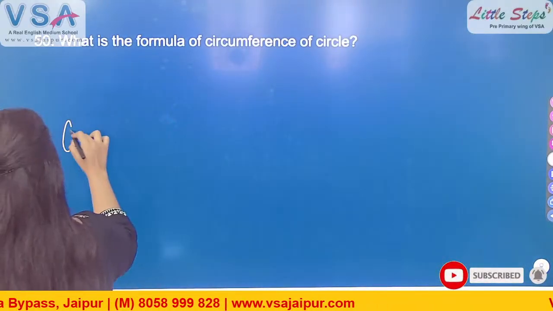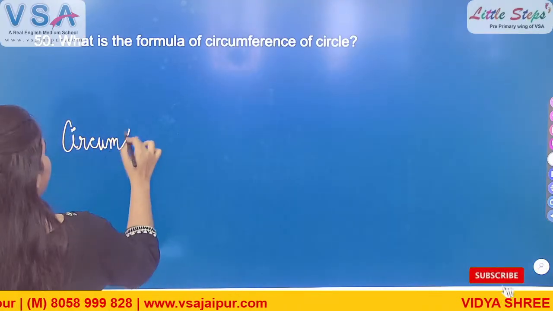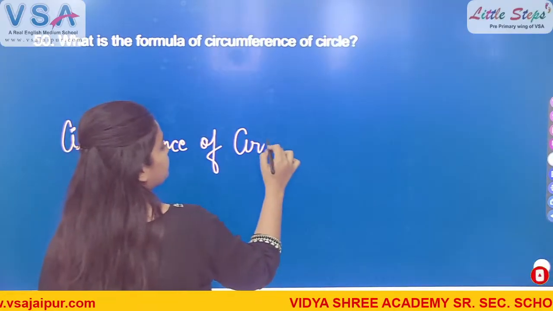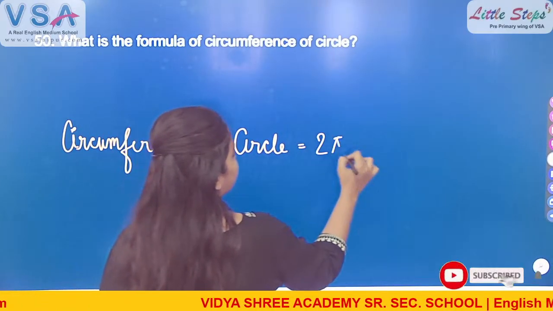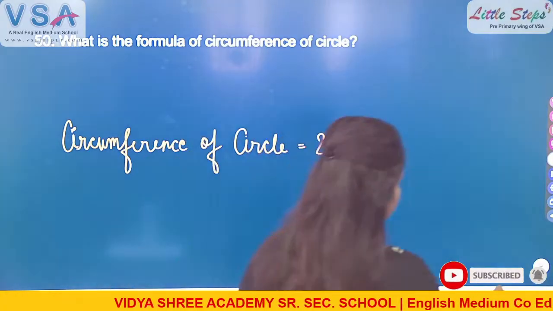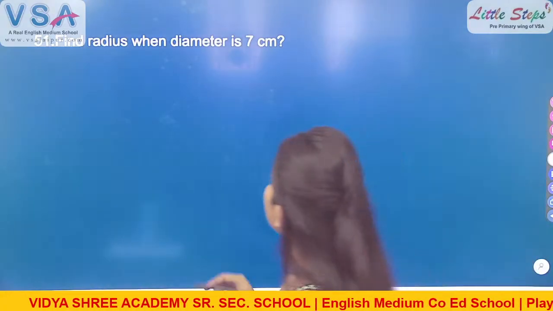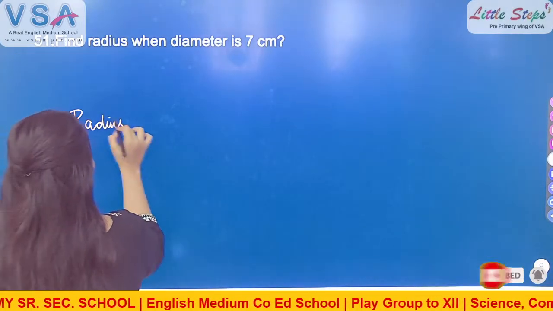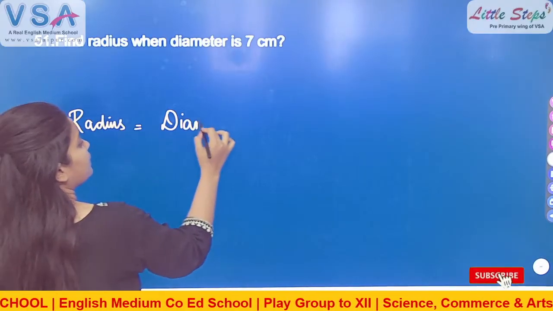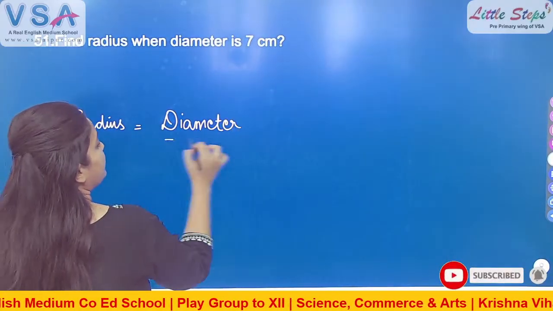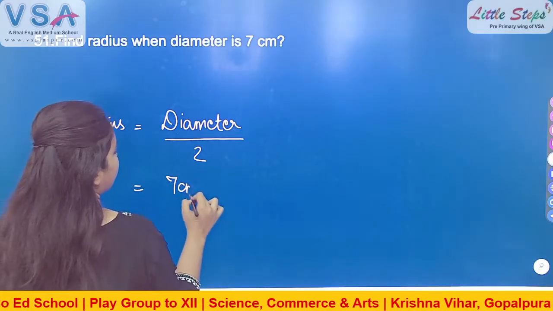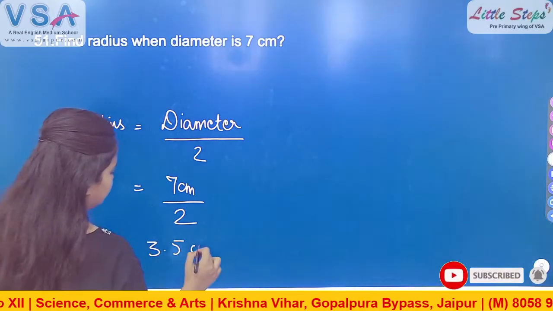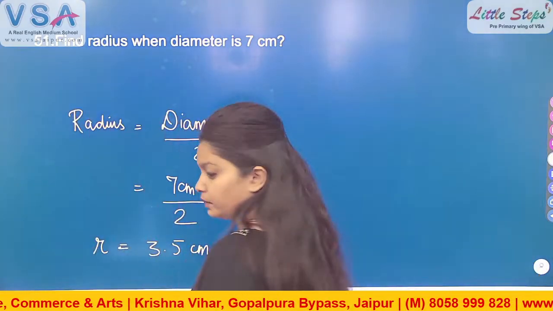We all know the formula of circumference of circle is 2 pi r. So the next is find radius when diameter is 7 centimeter. So you all know the formula of radius. What is the formula of radius? Diameter divided by 2, and the diameter we have is 7 centimeter. We have to divide this by 2 and we have radius 3.5 centimeter.